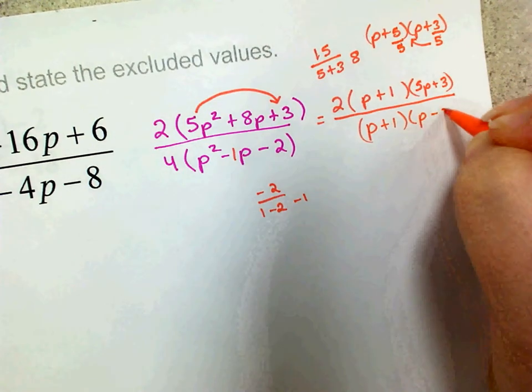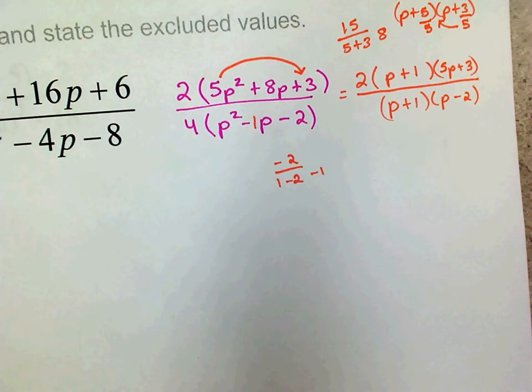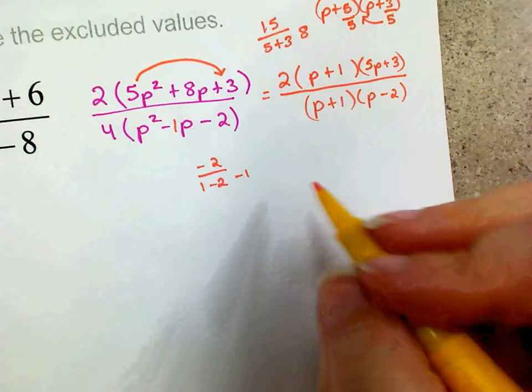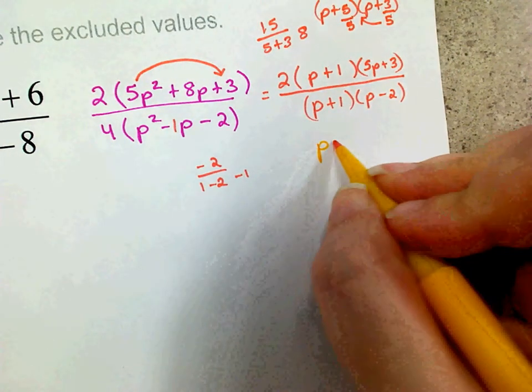Okay, so there's the fully factored form, and once I do that, I want to state the excluded values. Looking at the denominator, p cannot equal a negative 1, because negative 1 plus 1 is 0, and p cannot equal a positive 2.